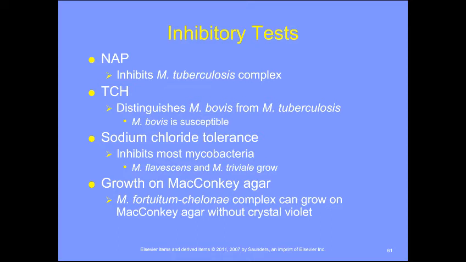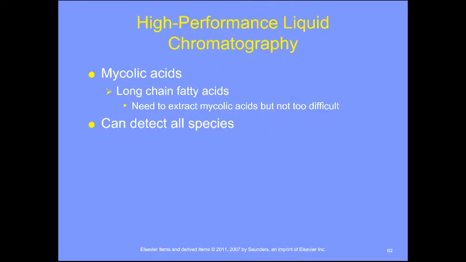Inhibitory test, you have NAP. Inhibits M. tuberculosis complex. TCH, thiophene-2-carboxylic acid hydrazide, may kasunod pa yun. Distinguishes M. bovis from M. tuberculosis. M. bovis is susceptible to TCH. Okay? Resistant to tuberculosis. Sodium chloride tolerance inhibits most mycobacteria. M. flavescens and M. triviale will grow on your sodium chloride. Growth on MacConkey agar, M. fortuitum-chelonae complex can grow on MacConkey agar without crystal violet.